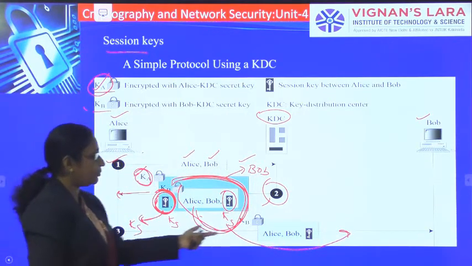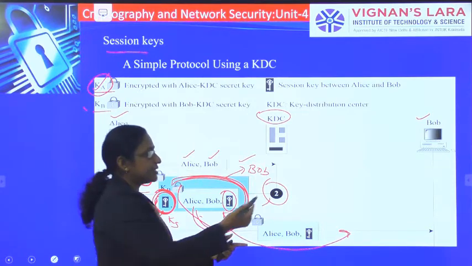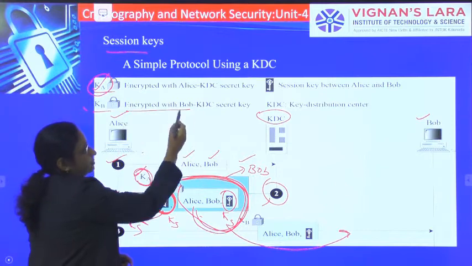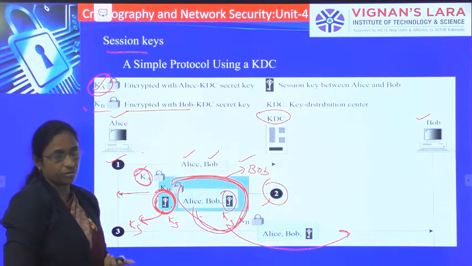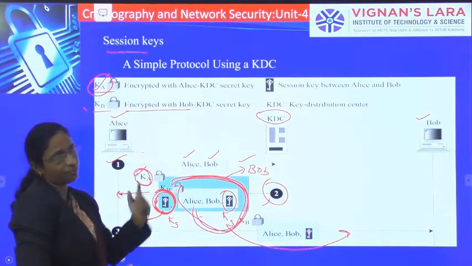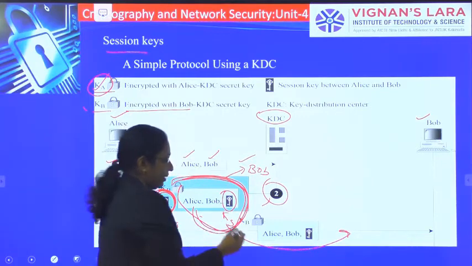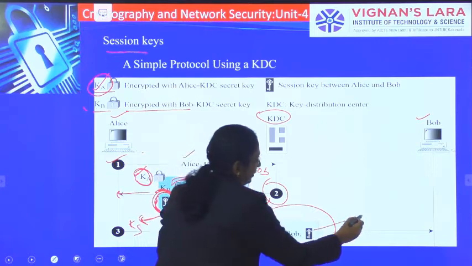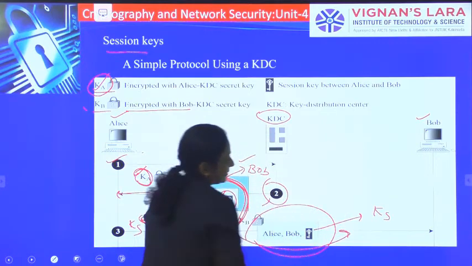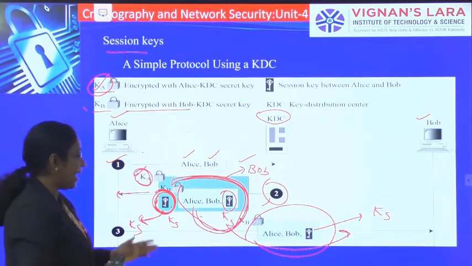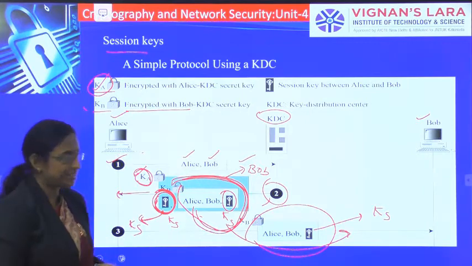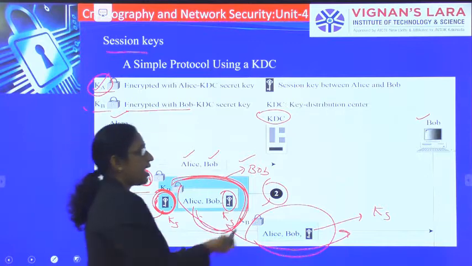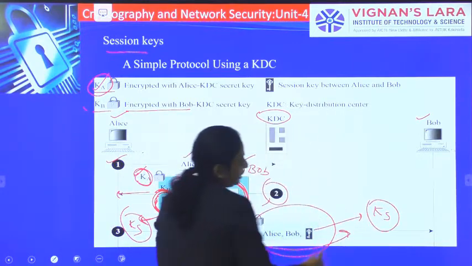Bob knows the secret key that is between Bob and KDC, so he will be decrypting this part and taking the session key KS. Now Alice and Bob both have the session key KS. Alice has the session key KS and Bob also has the session key KS.